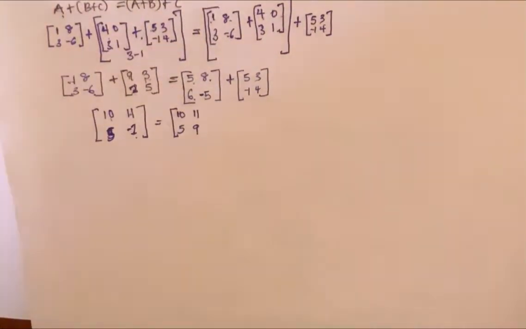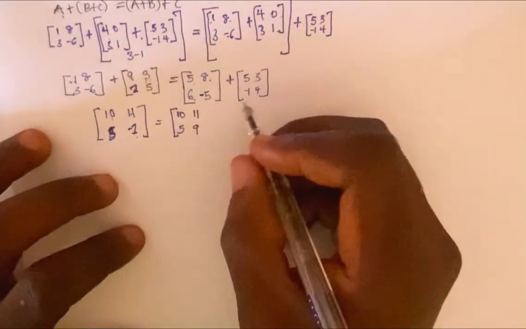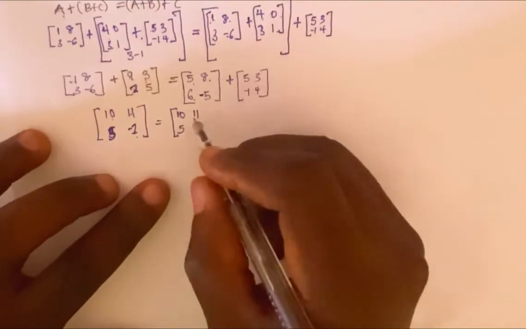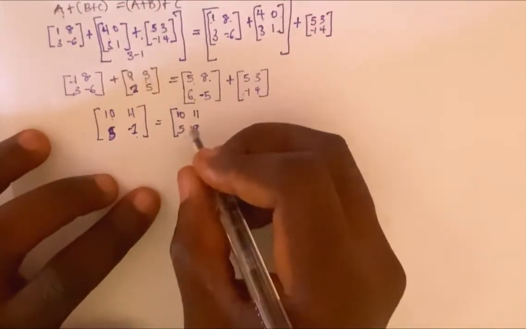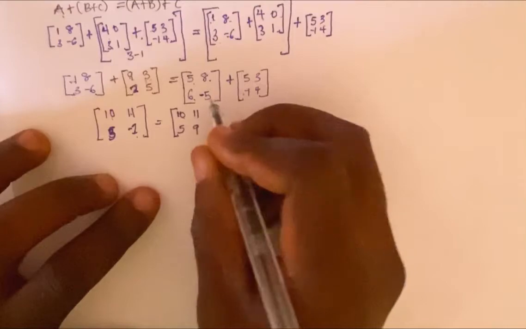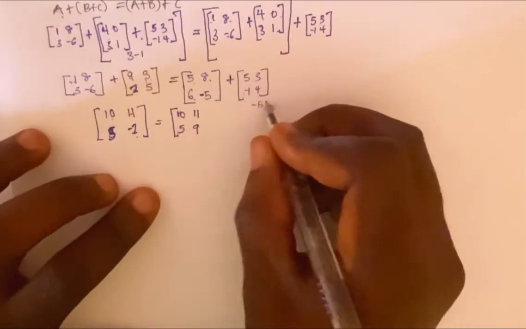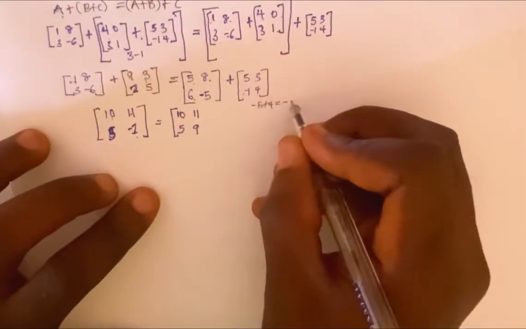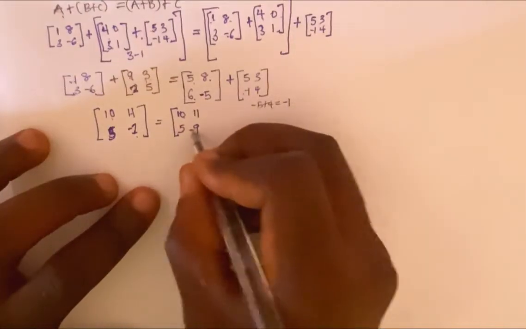So let's just simplify this further. 5 is given 10. This is 11. That should be 6 minus 1 is 5. Then minus 5 and plus 4. That's actually minus 1. Exactly. So this is minus 1.